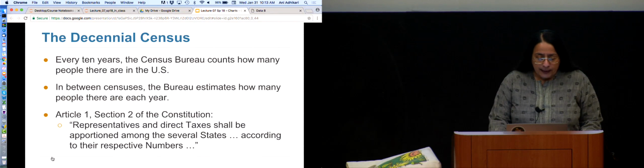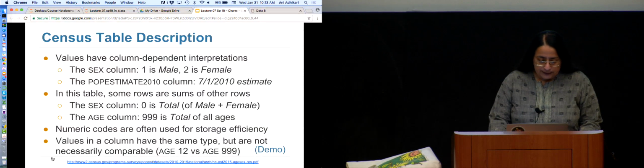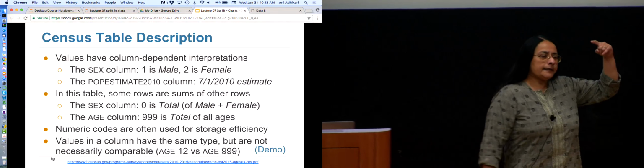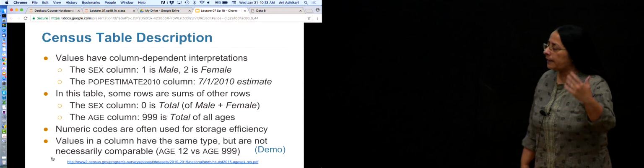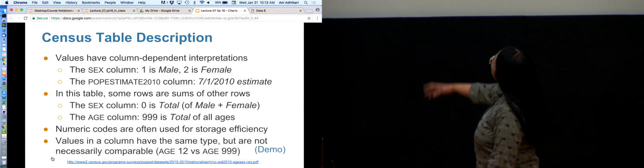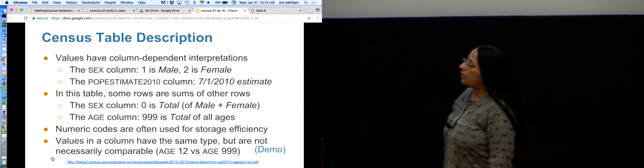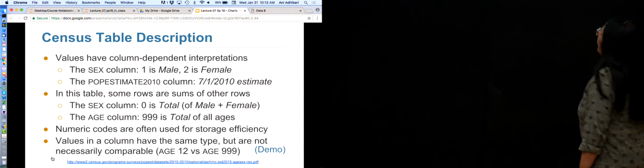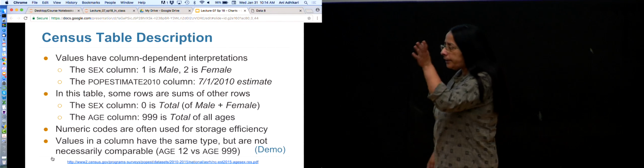We saw a data set that we had loaded from the census, and there was a sex column which had some codes, and then there was an age column with age in years, and I'll just go over. The sex column had a numerical code for male, female, and the estimates were done at a particular time. The population estimates were done at a particular time of the year.